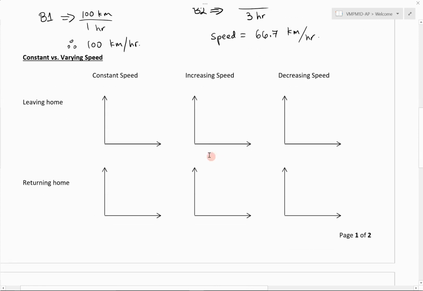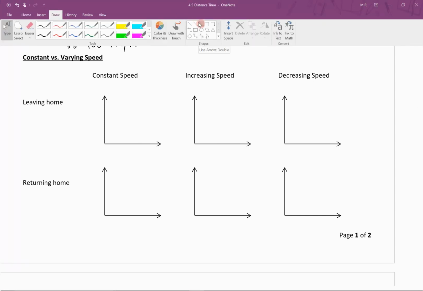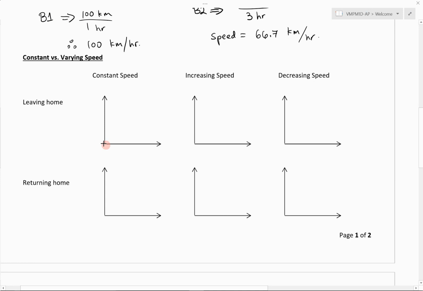So constant versus varying speed. When you're leaving home, if you're driving at a constant speed, you're starting at your house at 0 and leaving at a constant speed, your line is just going to be straight. There's no stopping. There's no increasing. It's just a constantly straight line. The rate that this line is changing is constant.